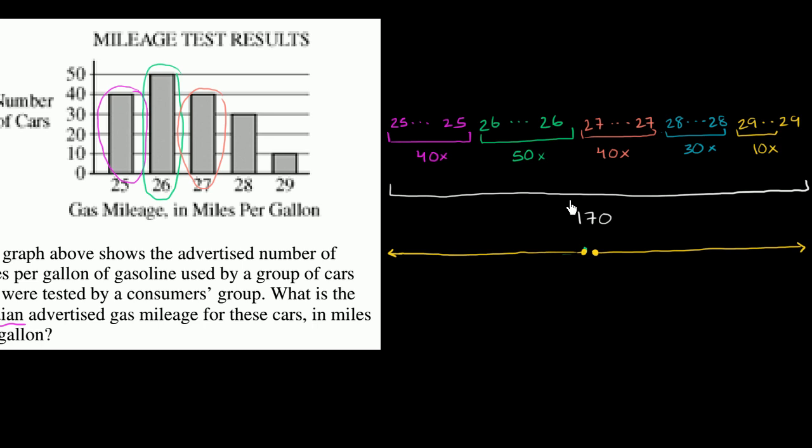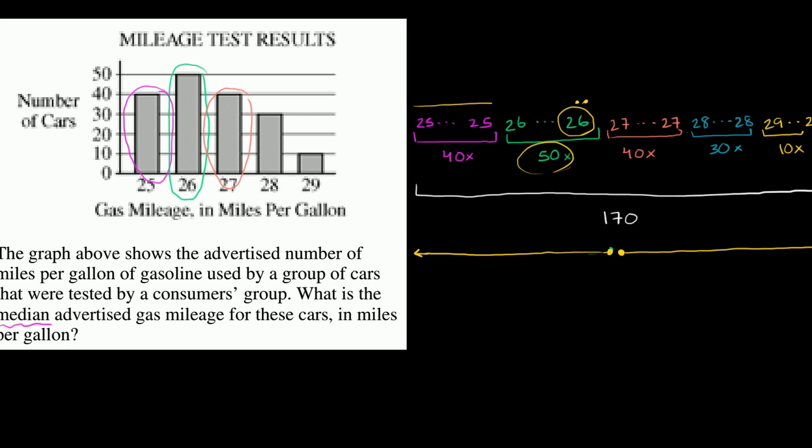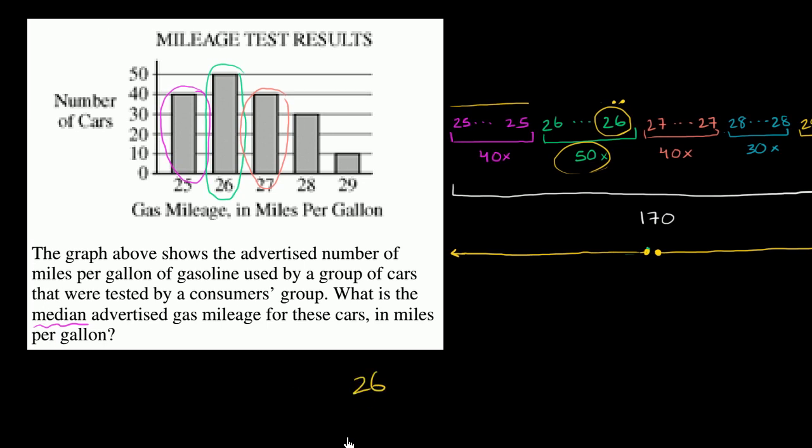So where is our middle value going to be? If we go 85 from the left-hand side, we're going to go through the 40, then we go 45 more, and you end up right over here, in this category. And if you go 85 from the right-hand side, you also end up in this category. So the middle is going to be in this category, so it's going to be 26 miles per gallon. The median is 26 miles per gallon.